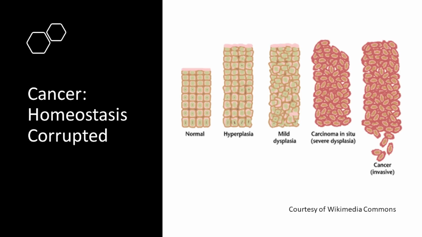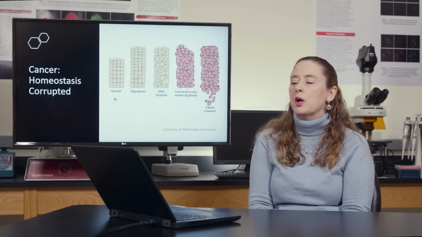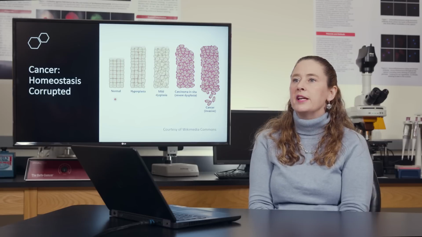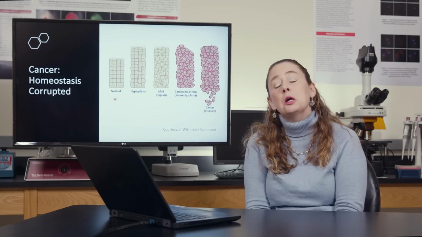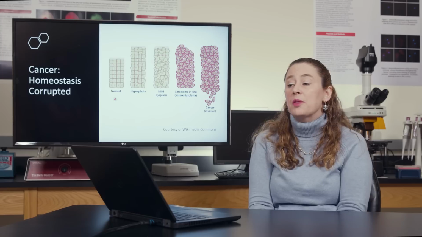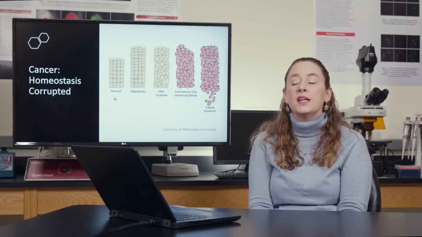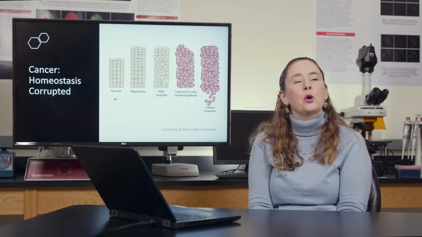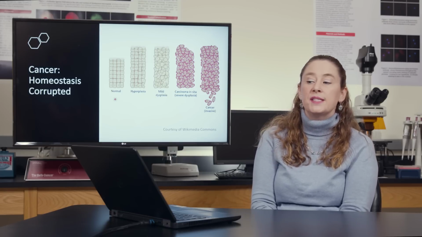So let's start over here with the normal tissue. You'll notice a few hallmarks of normal tissue. The cells are very orderly. They're arranged in rows. They talk to each other. They're stuck to each other, and they are all communicating with each other and carrying out a common function. So these are all characteristics of homeostasis.